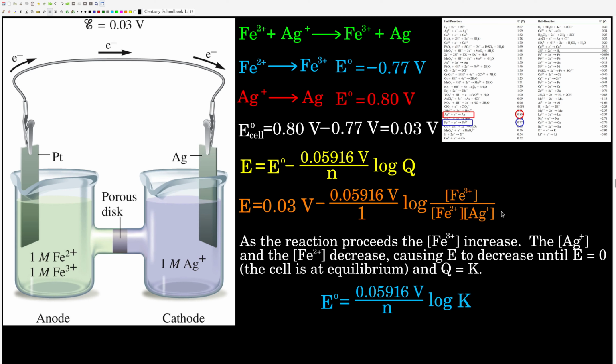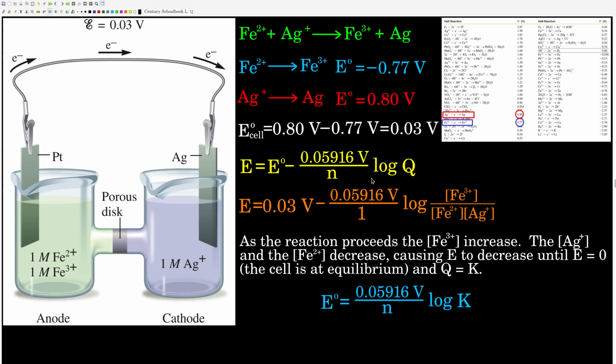So you see what happens is when we connect these two electrodes with that wire, electrons start to flow right away. And as that proceeds, the concentration of iron 3 increases. In the anode, we oxidize the iron 2 to iron 3, so we increase the concentration of iron 3. We're still balancing charge with the porous plug here, but the concentration of iron 3 increases. The concentration of silver ion is reduced. And also, because iron 2 is being oxidized to iron 3, the concentration of iron 2 also decreases. So we see that the denominator here is getting smaller and the numerator is getting larger.